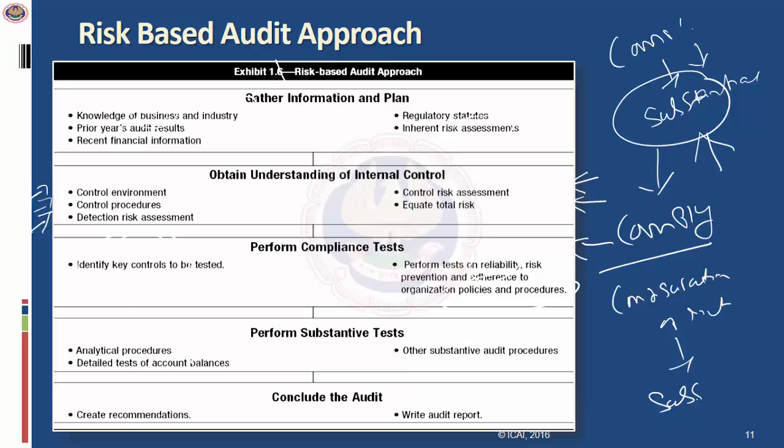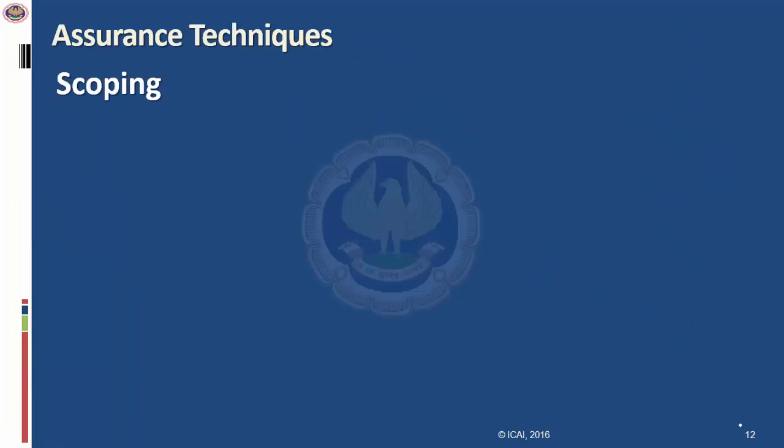So in the case of substantive testing, you perform analytical procedures, you look at the detailed test of the balances, and based on that you identify the findings and create the report, which is based on the recommendations and includes all the recommendations, and you write the audit report.